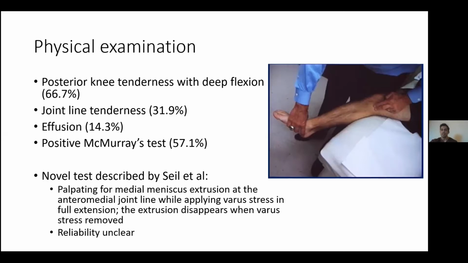The other things that can be present are joint line tenderness, effusion, especially if it's more acute, and a positive McMurray test, which is a common test that we do for meniscus tears. There is a test that has been described in the literature, quite specific for root tears, where you attempt to palpate the extrusion of the meniscus by applying a varus force to force the meniscus out medially, and the examiner can actually palpate this. However, personally, I don't have much experience with the test, and I think in the literature, the reliability of the test is also unclear at this point.